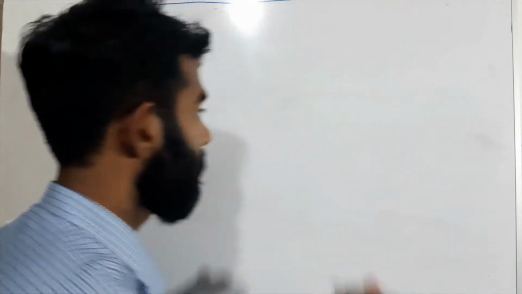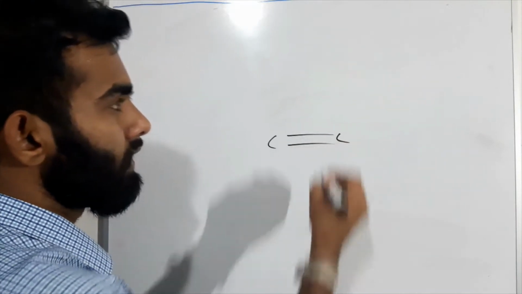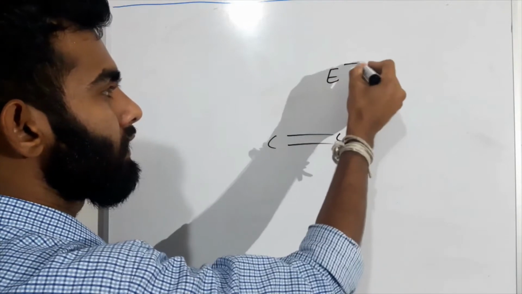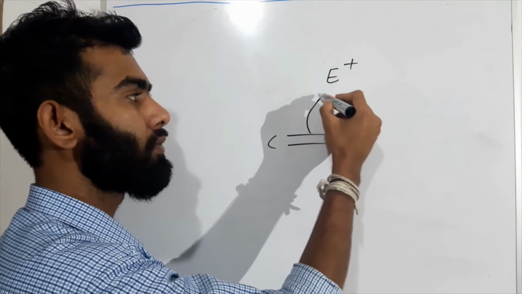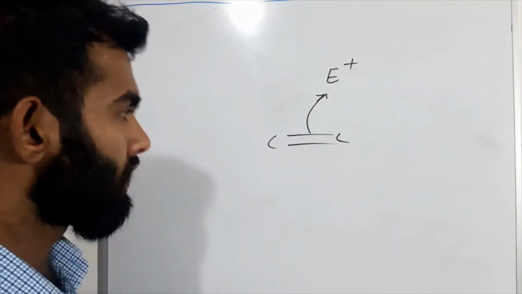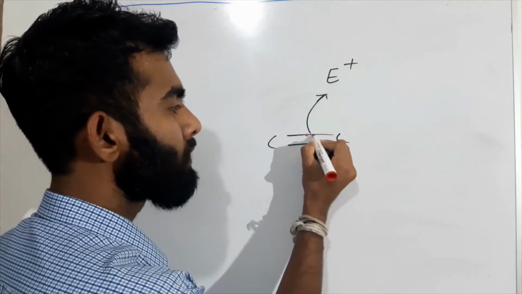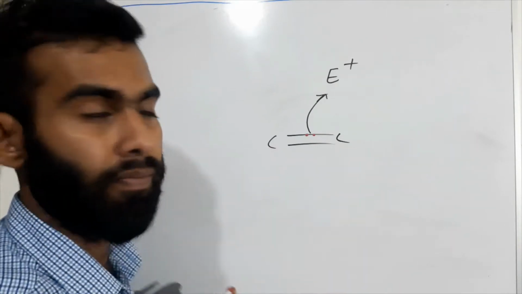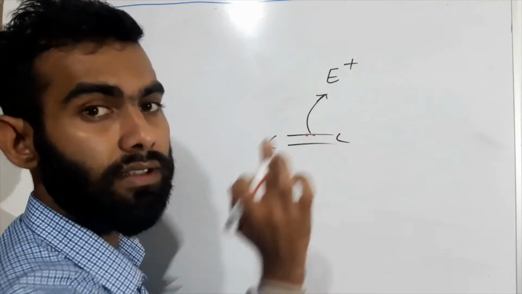So here, if we consider a normal carbon-carbon double bond, an electrophile will come. We know that the attack goes from the pi bond to the electrophile. What is going on here? This carbon-carbon double bond contains two pi electrons from both carbons. One pi electron belongs to this carbon, the other belongs to this carbon.